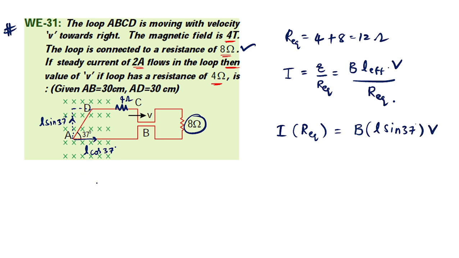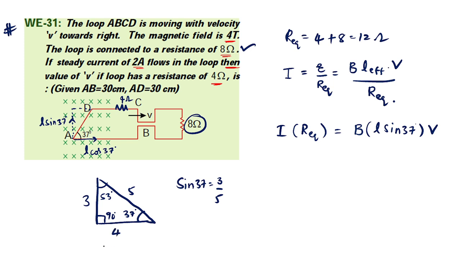Remember one triangle, I will try to tell you. This is a triangle where you have 37 degrees here. So what about here? 53. What about here? 90 degrees. Yes or no? So sin 37 is always 3 by 5. This is 3, this is 5, and this should be 4. Clear? Sin 53 will be 4 by 5. Yes or no? You might have studied this in math already. Use this and find the v value. Do it.